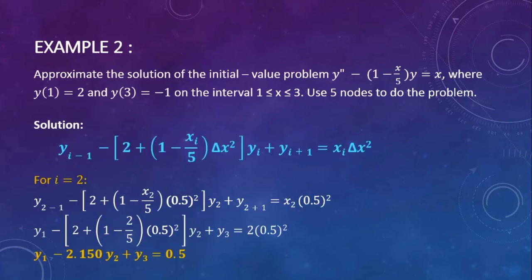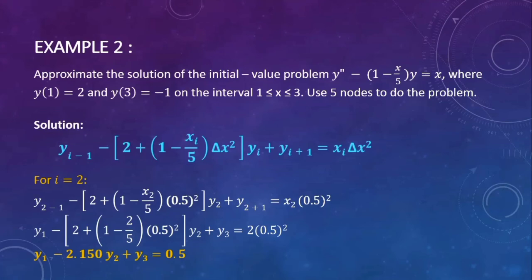For I is equals to 2. So the same as what we did for I is equals to 1, we substitute all I into 2. So we have y sub 2 minus 1 minus 2 plus 1 minus x sub 2 over 5 times 0.5 squared times y sub 2 plus y sub 2 plus 1 equals to x sub 2 times 0.5 squared. So y sub 1 minus 2 plus 1 minus 2 over 5 times 0.5 squared times y sub 2 plus y sub 3 is equals to 2 times 0.5 squared.